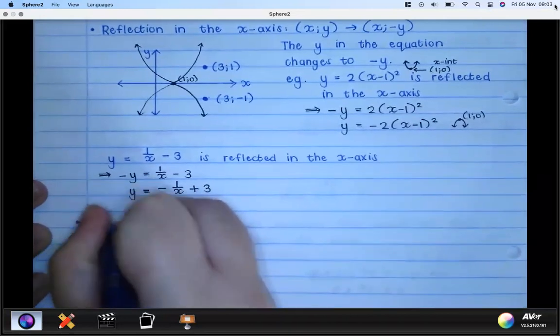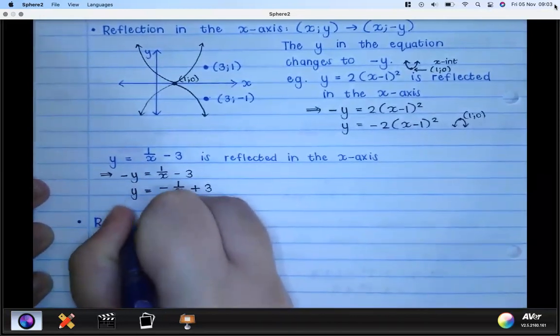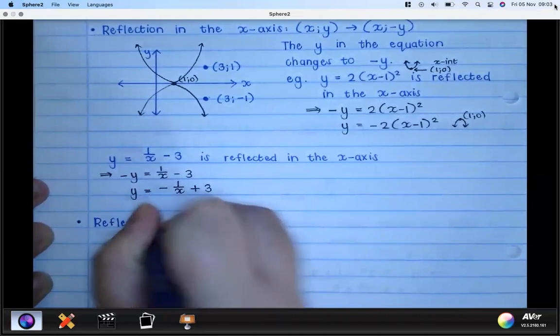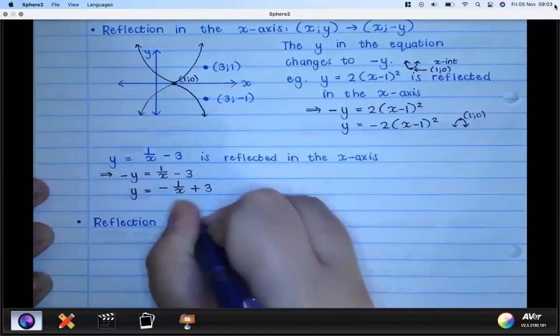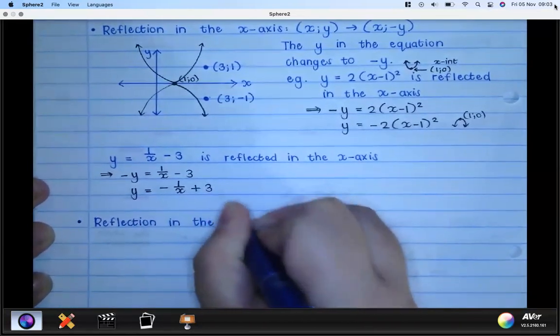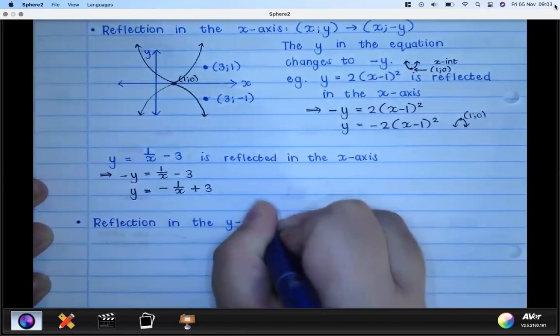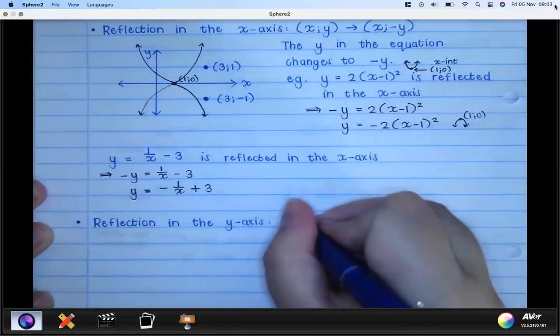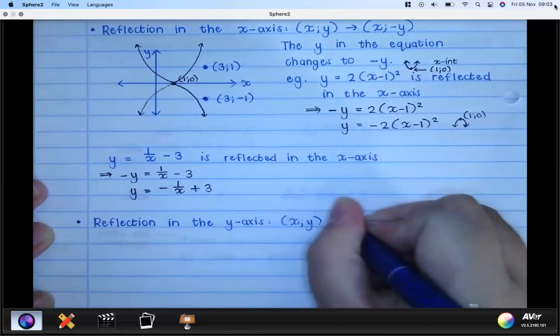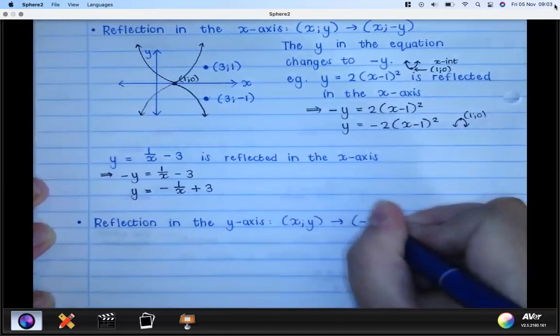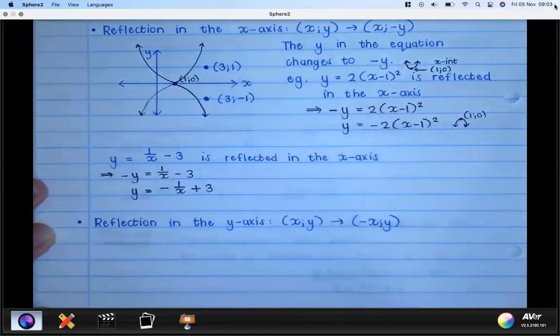Like I said, guys, we are going to do loads more of these examples next week. So if you are a bit confused, this is just the summary. Reflection in the y-axis, we are still going to practice these. Now, when you reflect in the y-axis, then x changes its sign and y stays the same.